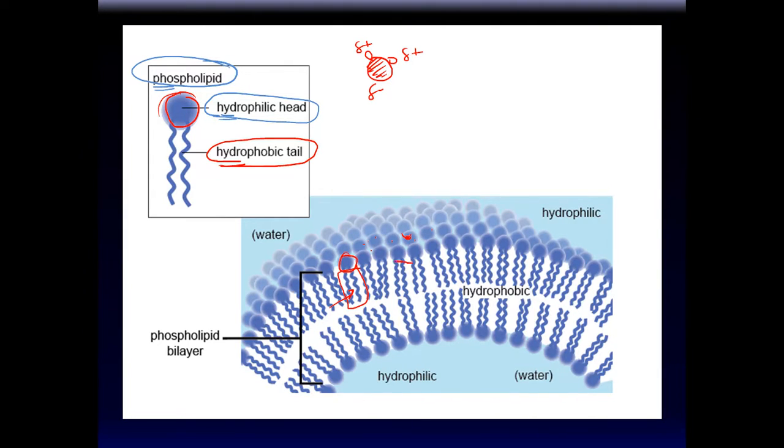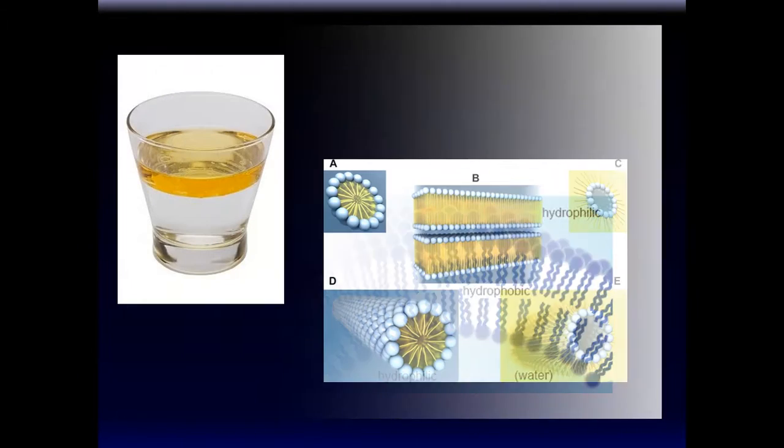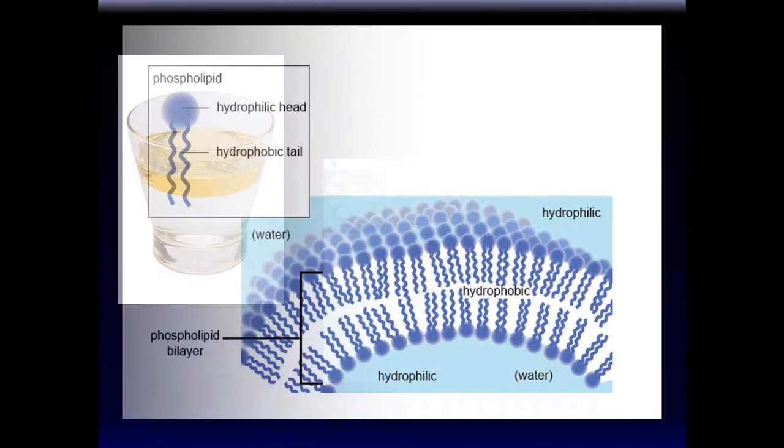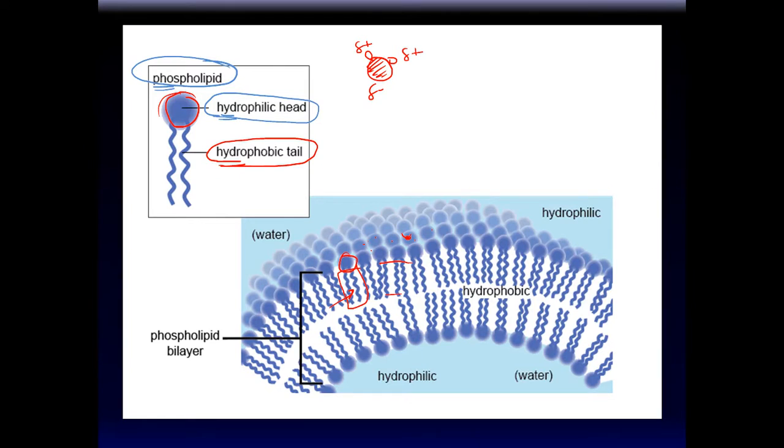If you were to take all these phospholipids and just put them in a glass of water, you would get exactly this. It is the two-part aspect of the phospholipid, the hydrophilic head and the hydrophobic tail, this double nature of the molecule, that allows it to form this bilayer. It's like a sandwich, right? It's like a little sandwich.